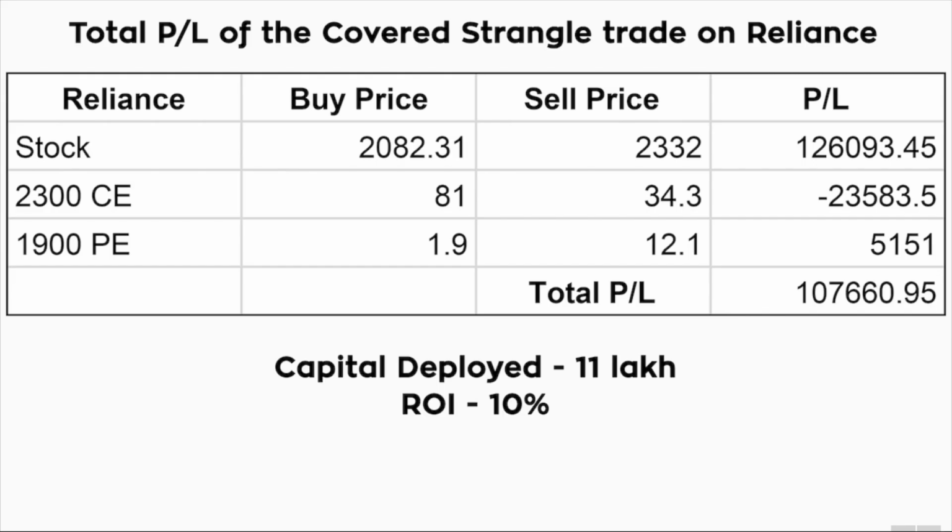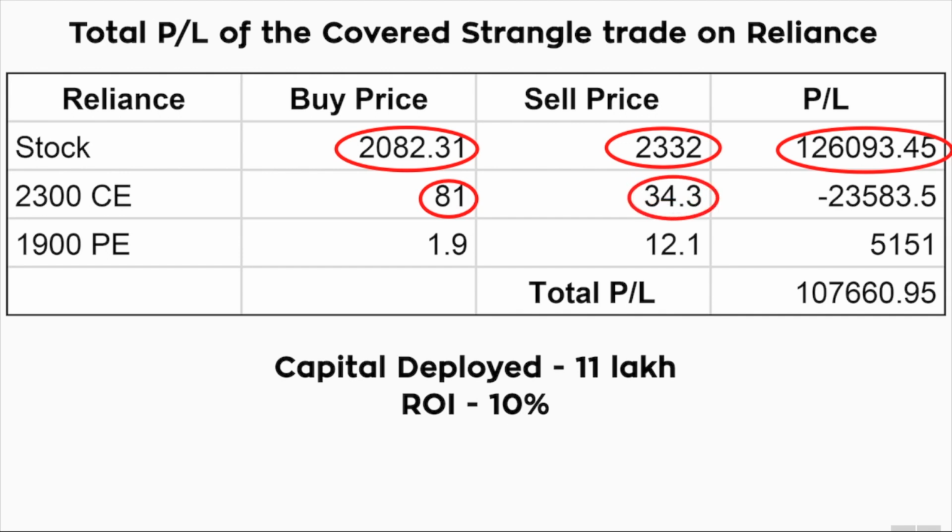Now to the total P&L I made on the trade. On Monday 14 September 2020, I closed the trade when Reliance was trading at Rs 2332. The average buy price of the stock is Rs 2082.31 and the sell price is Rs 2332. So the profit made on the stock is Rs 1,26,093.45.